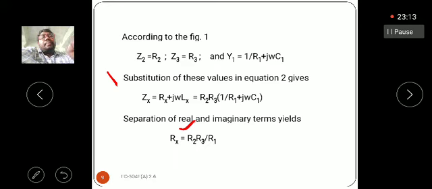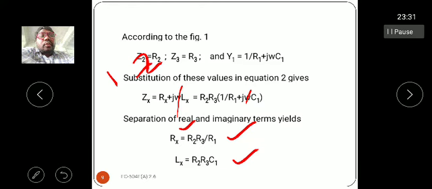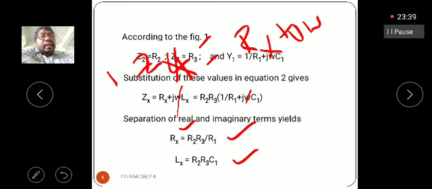This is the real part. And in the imaginary part, j omega cancels, then Lx is equal to R2 R3 into C1. That means we have to measure the unknown inductance Zx is equal to Rx plus j omega Lx. Here we find Rx with the ratio of R2 R3 by R1. These are the known parameters, and Lx is equal to R2 R3 and C1. These are also known parameters.